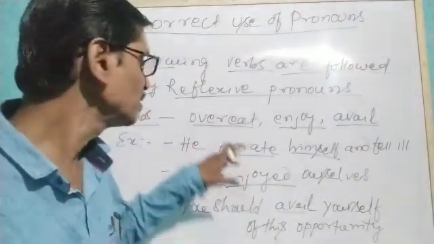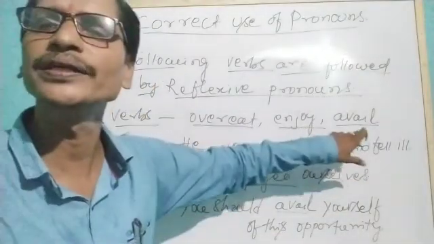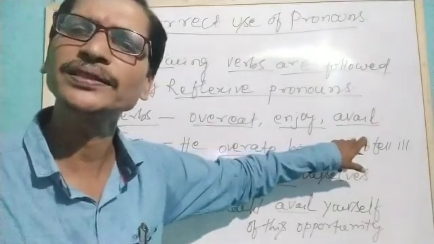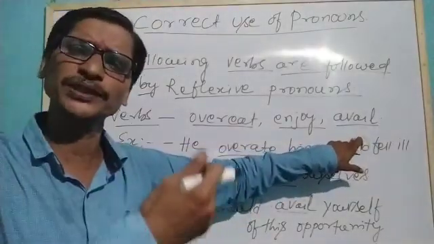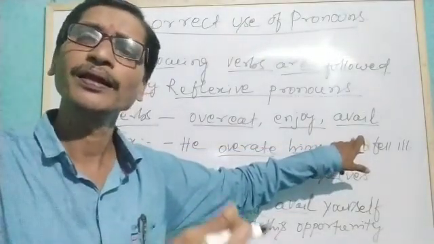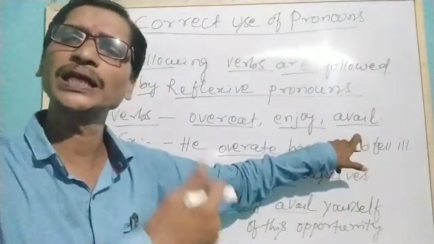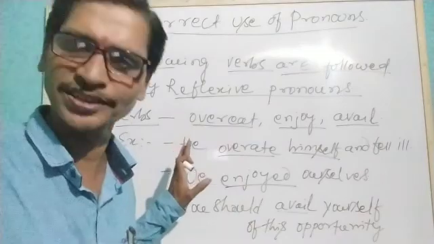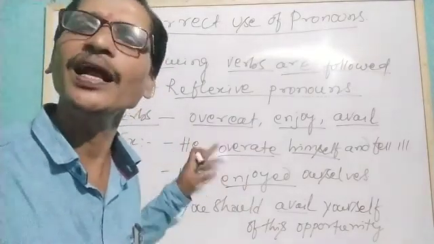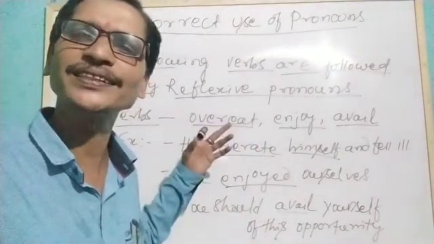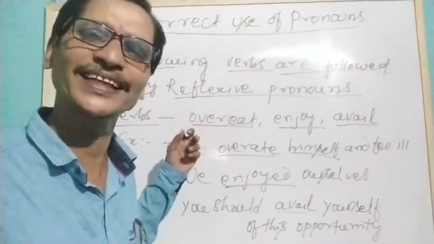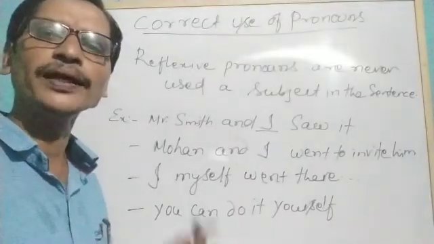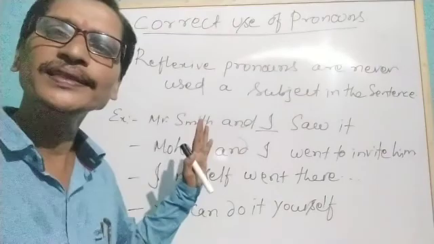We understood that if these verbs are used in our sentences and any pronoun comes immediately after them, it must be in the reflexive form. This is the instruction. We must understand and use it. Let's understand the next rule.